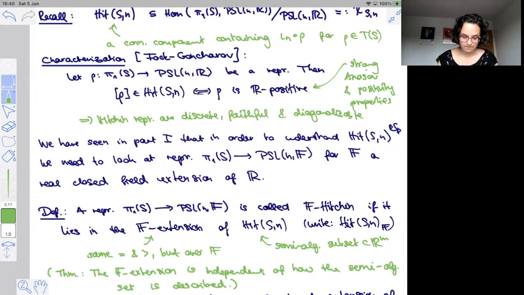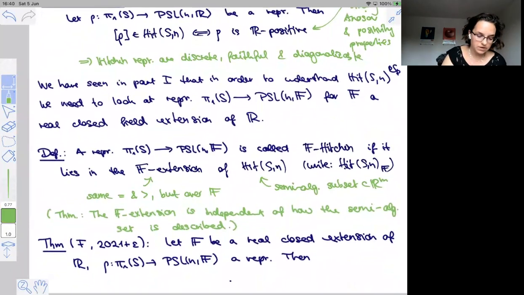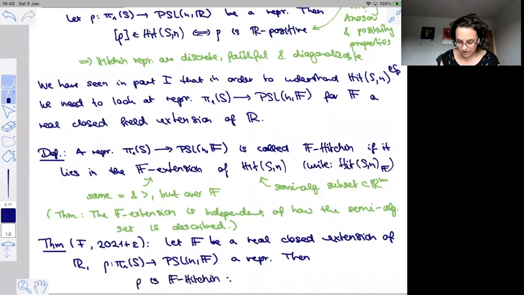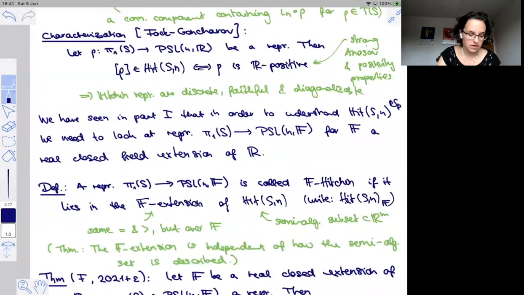And now comes the theorem that we all hoped for. F is a real closed field extension of R. Rho is again a representation into PSLn F. Then rho is F-Hitchin if and only if rho is F-positive. So if F is just R, then we get the same characterization back that we saw above, given by Fock and Goncharov.